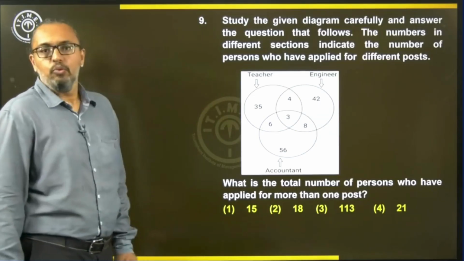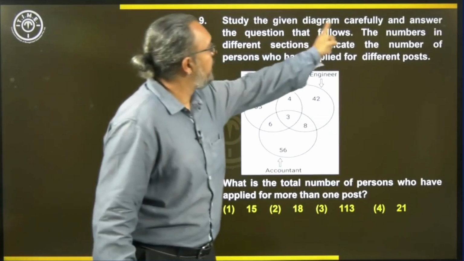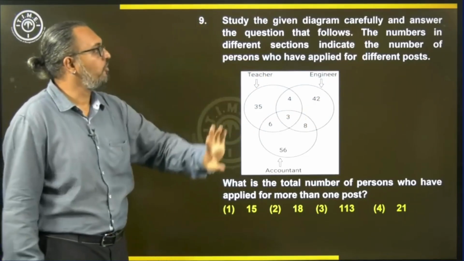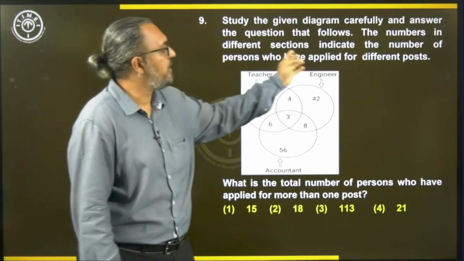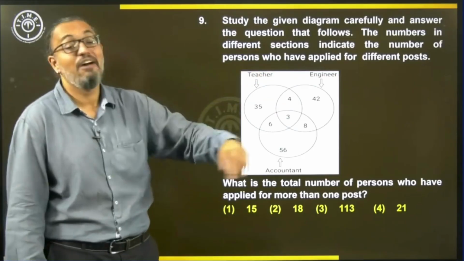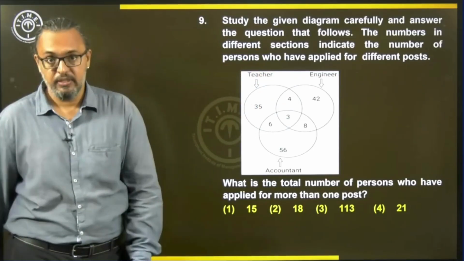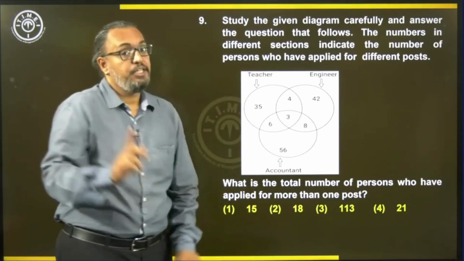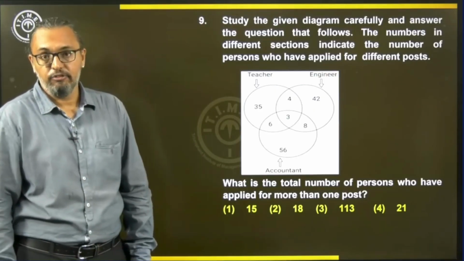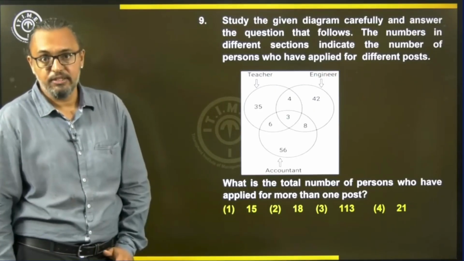Now coming to Venn diagrams. He says study the given diagram carefully and answer the questions that follow. The numbers in different sections indicate the number of persons who have applied for different posts. Now region representation you have to clearly understand for Venn diagrams. Then only it becomes easy for answering.